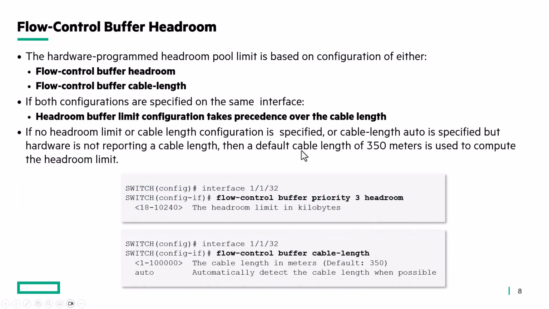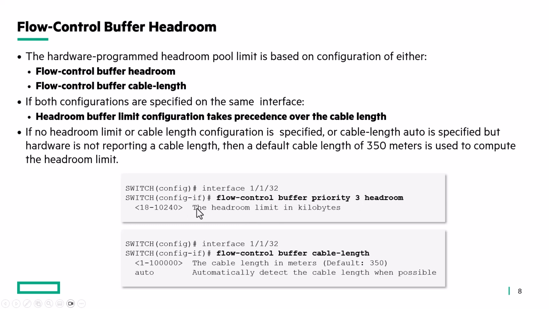Now, we already had another feature that was called the flow control buffer headroom feature. So now we've got two knobs that we can use to adjust the buffering on a device. So the legacy command was the headroom command that we could see here on the top example, where it's interface 1132, and we do the flow control buffer priority 3 and then give it a headroom in kilobytes.